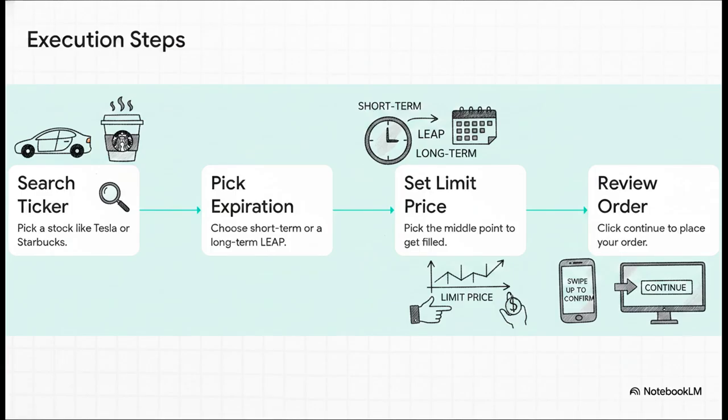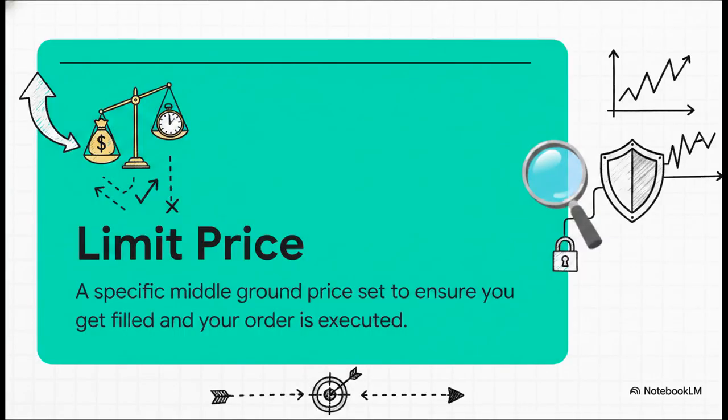But actually, let's rewind and zero in on step 3 for a second, because that is where a ton of money is lost before the trade even officially starts. You have to understand the difference between a limit order and a market order. A limit order is a specific middle ground price that you set to ensure your order gets filled fairly. Guys, it is so absolutely vital to use a limit order. If you just hit buy at the market price, your brokerage might hand you a genuinely terrible price. On the flip side, if you try to super lowball the market, your trade is just going to sit there collecting dust and never actually execute.